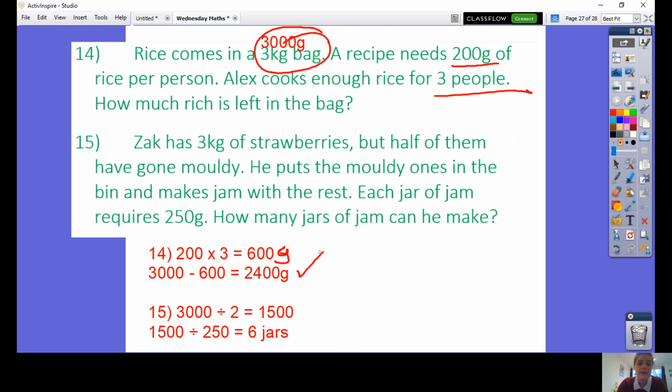Finally, Zach has 3 kilograms of strawberries, but half of them have gone mouldy. He puts the mouldy ones in the bin. That means instead of 3,000 grams, because I've converted that one, I need to divide that by 2 and just have 1,500 grams. I've got rid of the mouldy ones. Now I want to know how many jars of jam I can make when each jar needs 250. It's up to you how you found that, but the answer was 6 jars. Not 6 grams, 6 jars. Give that a tick if you got that one correct.